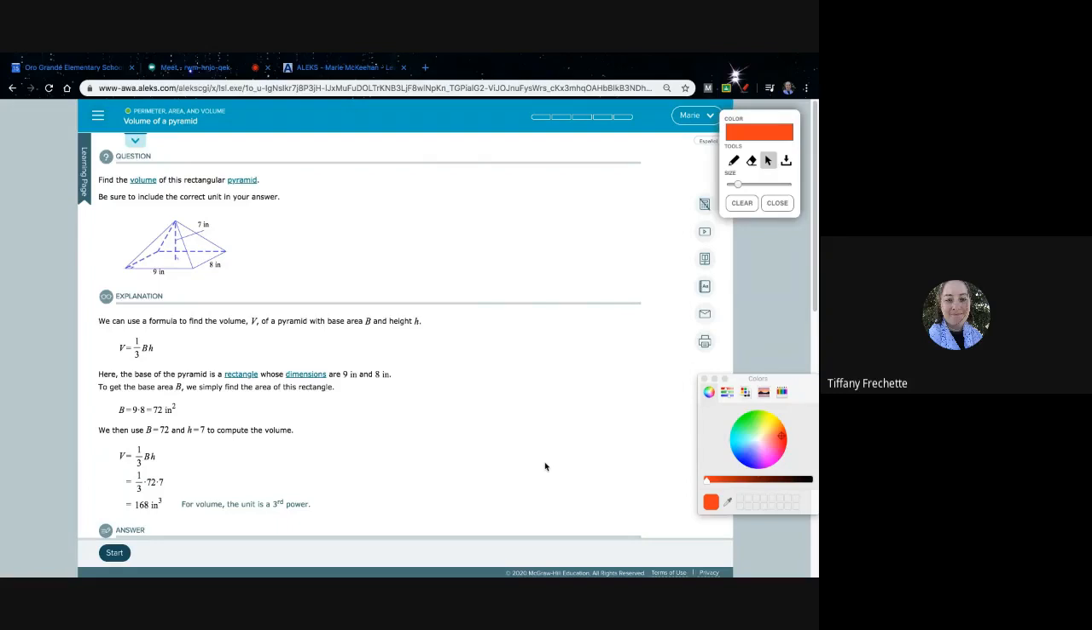Volume of a pyramid. Find the volume of this rectangular pyramid. Be sure to include the correct units in your answer. So with this one, what we want to do is, number one, we need to know how to figure out what the volume of a pyramid is.